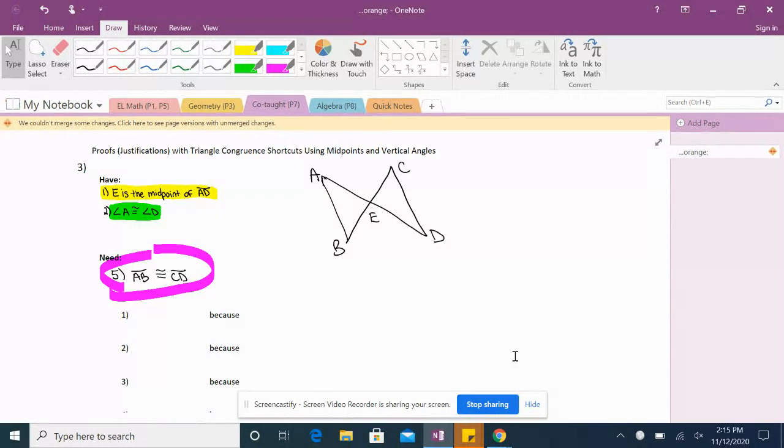Remember, midpoint is when one big segment has two smaller congruent segments.